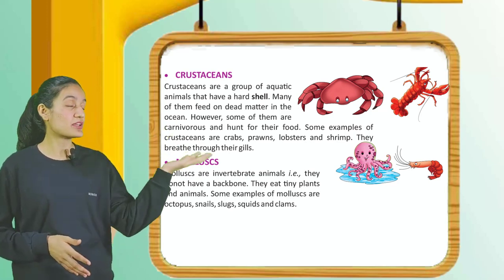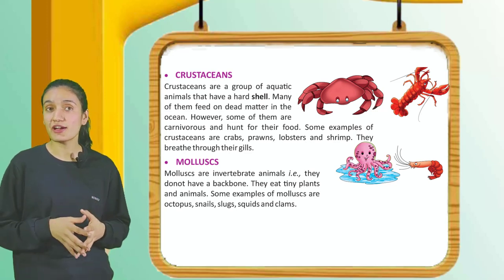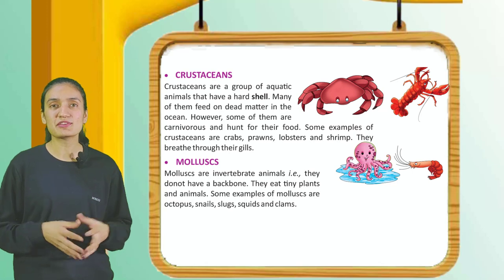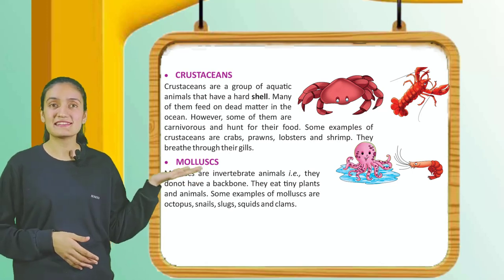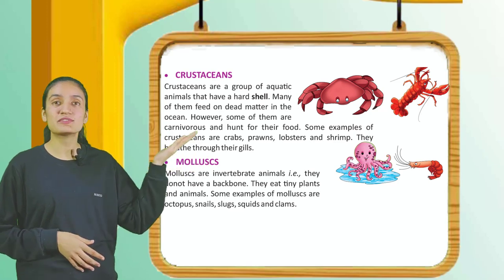Now next is mollusks. Mollusks are invertebrate animals. That is, they do not have a backbone. They eat tiny plants and animals. Some examples of mollusks are octopus, snails, slugs, squids and clams. You can see the example of a mollusk.